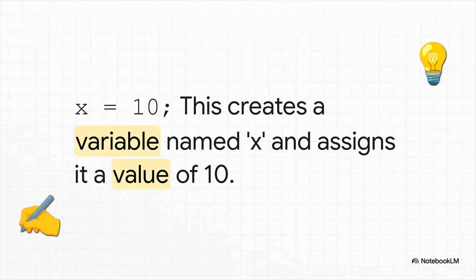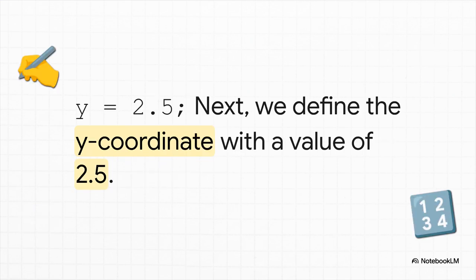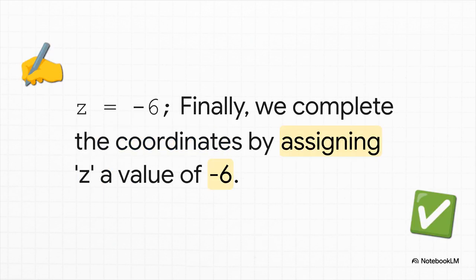First up, we create a variable called x, and we're going to give it a value of 10. Next, we define y and give it a value of 2.5. And finally, we'll set z to -6. Now, we haven't actually drawn a single thing yet, but what we have done is written a crystal clear 3-line set of instructions for a very precise location in 3D space.